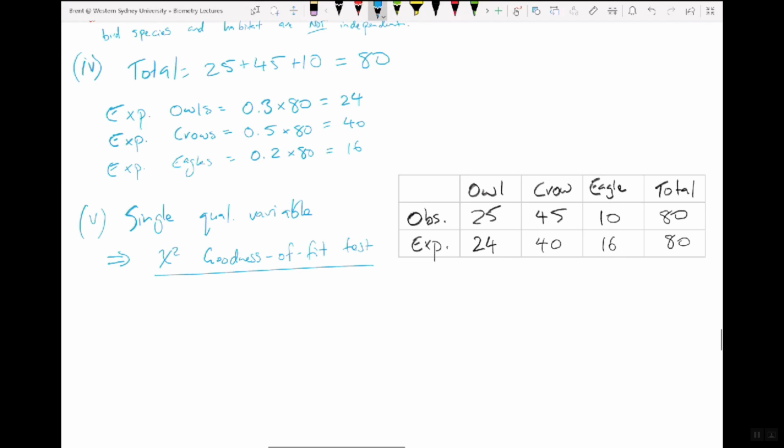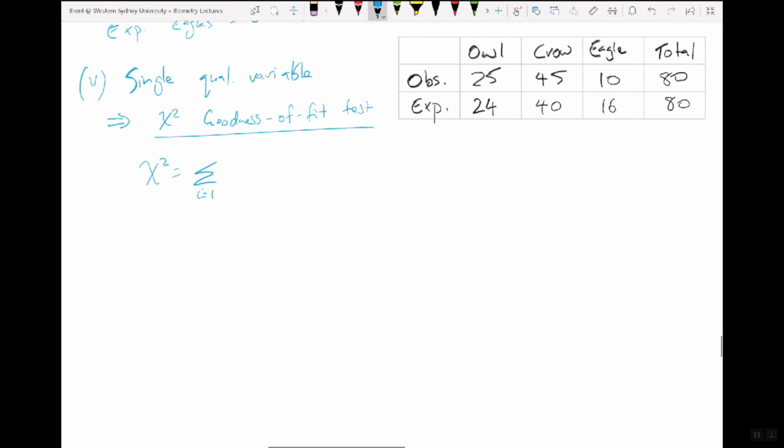So observed number of owls, 25. I actually saw 25 in the original sample. I expected 24. What is the square of that difference divided by what I expected? So that's the owls. I'll just label that to make it super obvious. That's the owls. The next one, what did I observe?